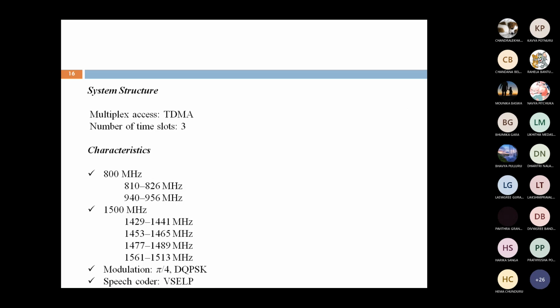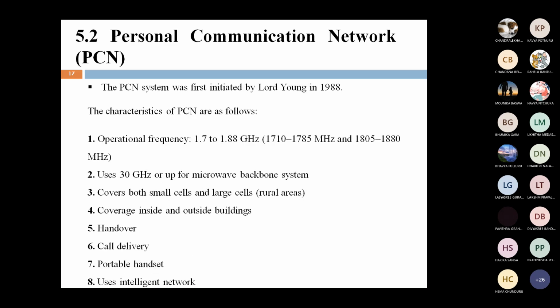The system structure of PDC: the multiple access method is TDMA, and the number of time slots is 3. The characteristics are that the frequency starts from 800 MHz and ends at 1500 MHz, the modulation is pi/4 DQPSK, and the speech coder is VSELP. This is the system structure and characteristics of PDC.